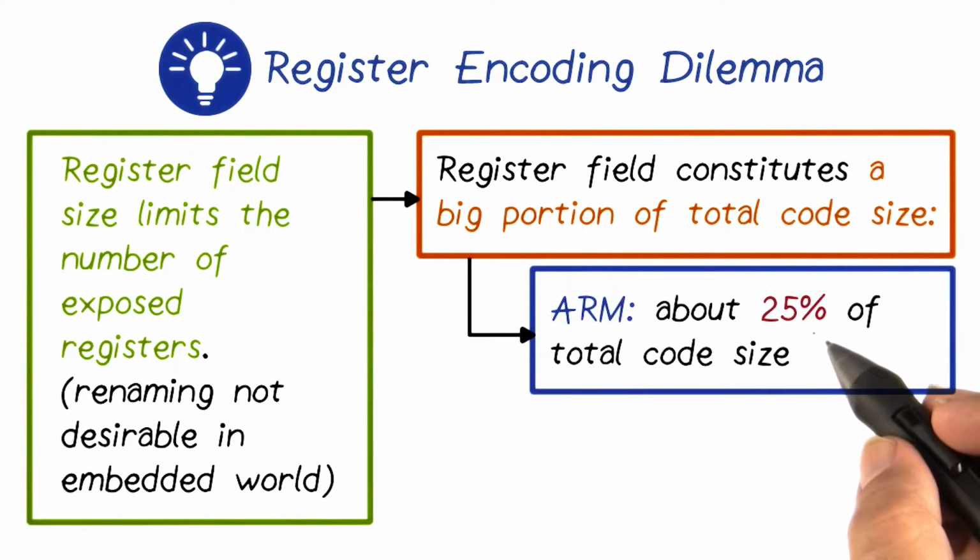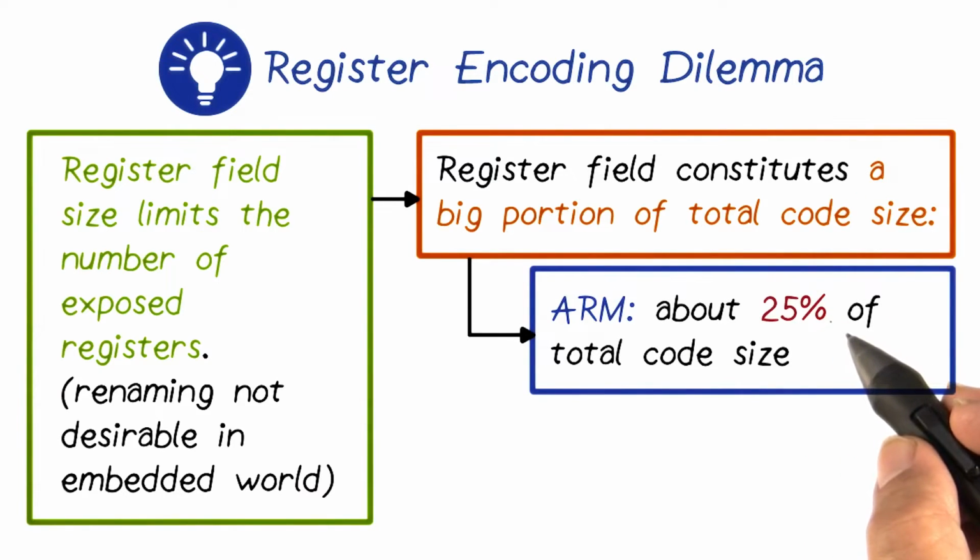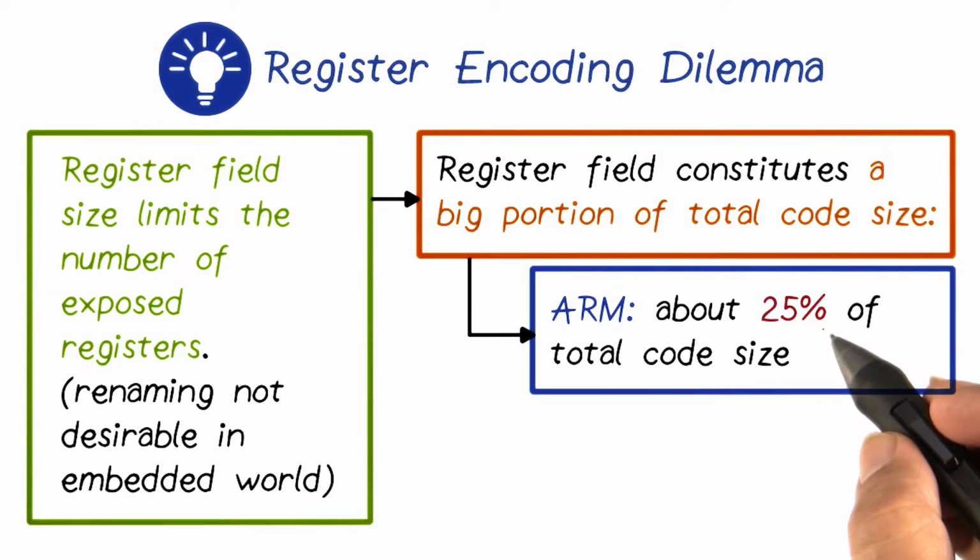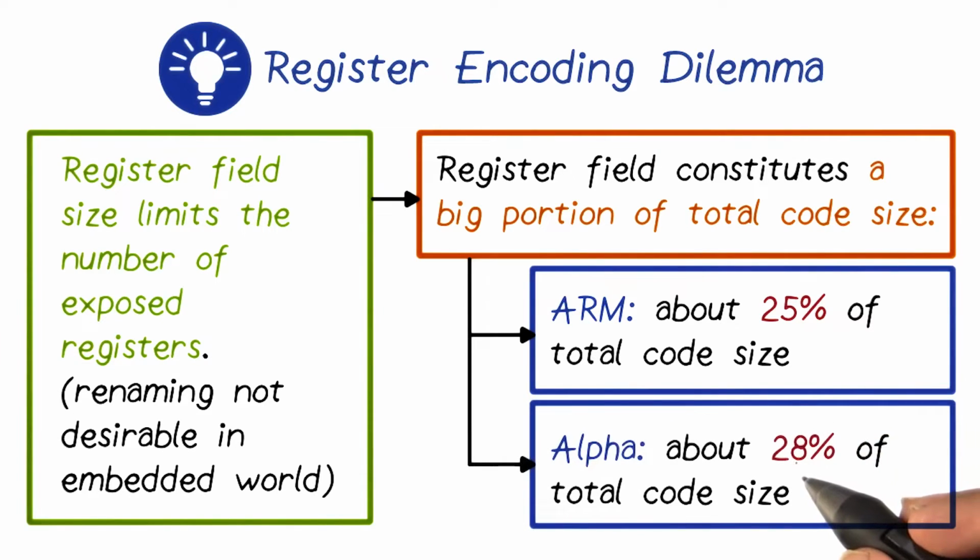Embedded instructions are typically very compact, 16-bit and so on, and you can see that in ARM about 25% of the total code size is due to the register field. Even outside embedded systems, in older processors such as Alpha, which were really high performance processors, almost 28% of the total code size was due to register fields.